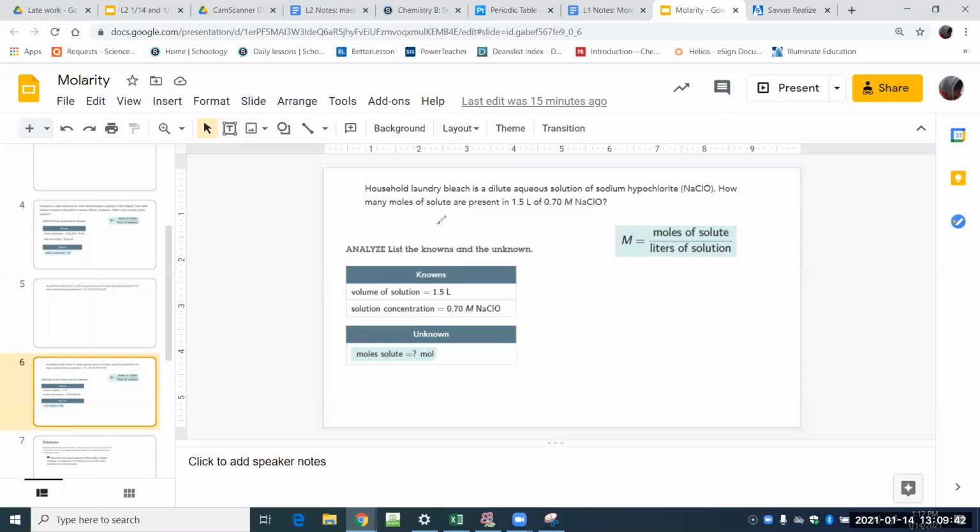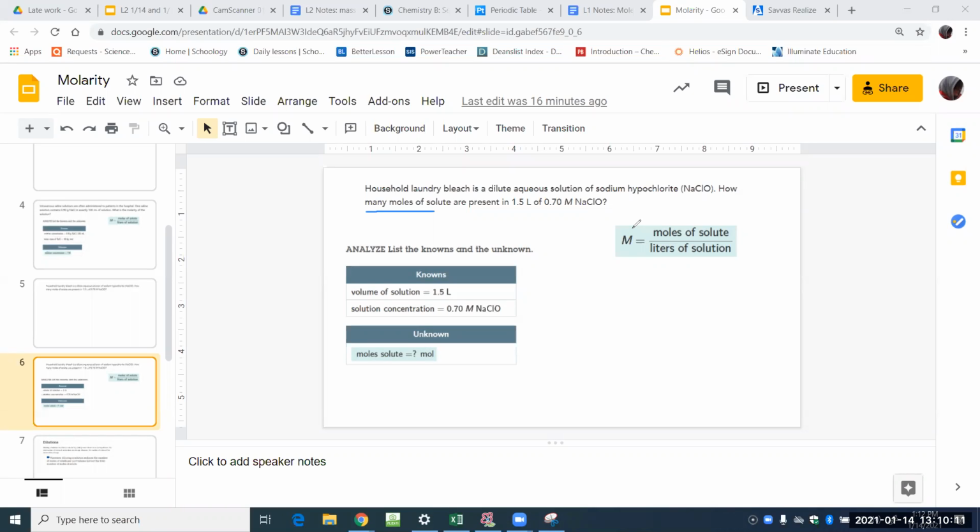All right. So it gave me volume. The volume is right here, the liters. It gave me concentration, right? Every time you see this capital M over here, it means concentration. So it gave me concentration, okay? And the problem is asking how many moles. So the problem is asking for moles. So let's look at this formula and see what it is that we need to achieve.